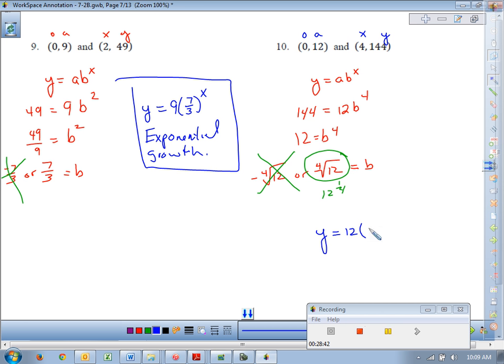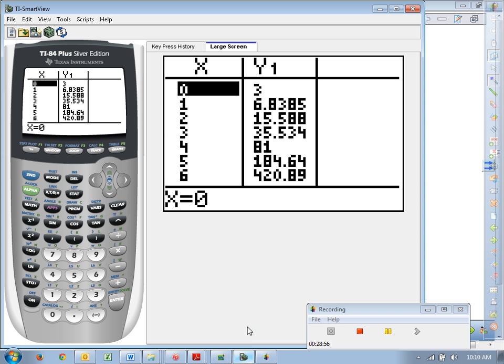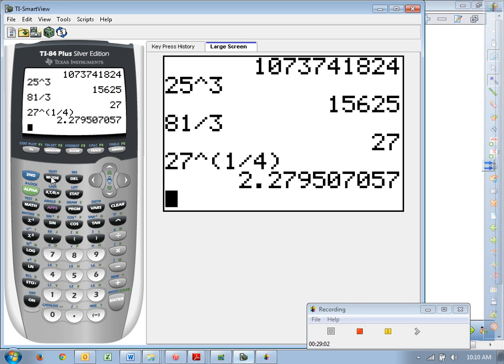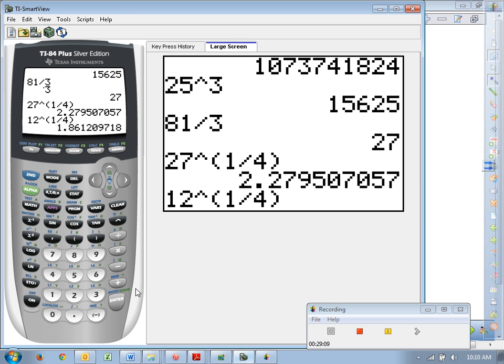The base I will have is 12 to the x over 4th power. Isn't it 12 to the 1/4 to the x, which is really x over 4? The question is, what is that base really? It's the 4th root of 12. Is it more than 1 or less than 1? So 12 to the 1/4. Let's see if that's more than 1 or less than 1. That's more than 1, right? Exponential growth or exponential decay?